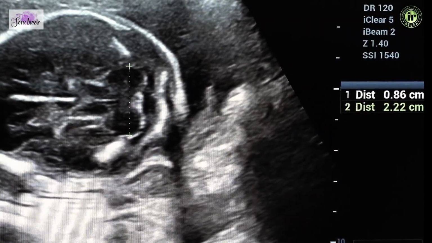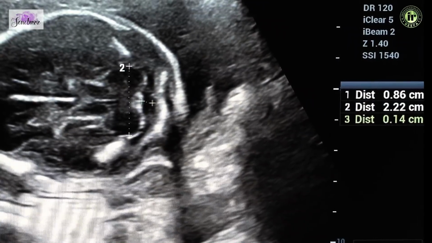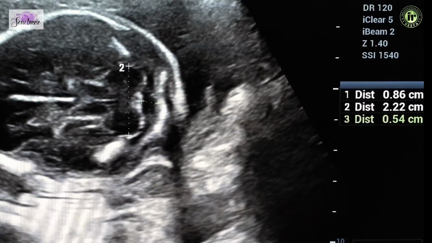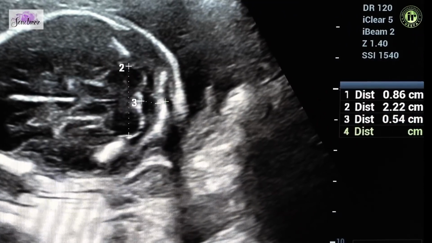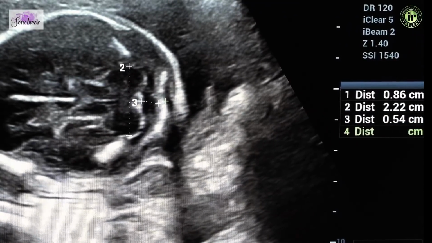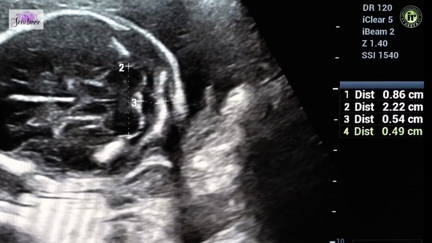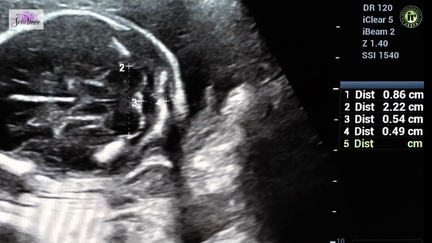So this is how you will measure the transcerebellar diameter, and then there is the cisterna magna till the occipital bone, and you take the measurement of the NT also, nuchal fold thickness, from the outer portion of the occiput till the outer portion of the skin. So this is coming around 5 millimeters, 4.9 millimeters. So these findings are all normal.